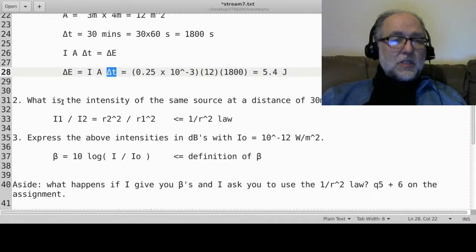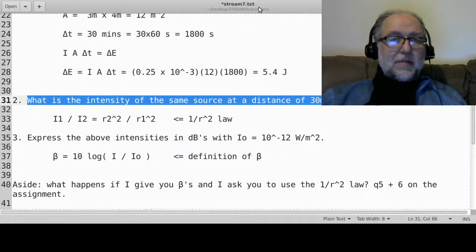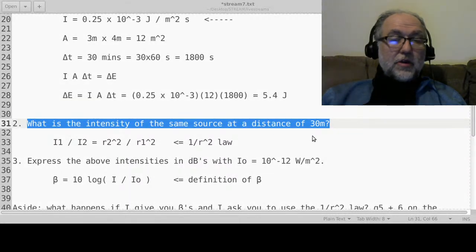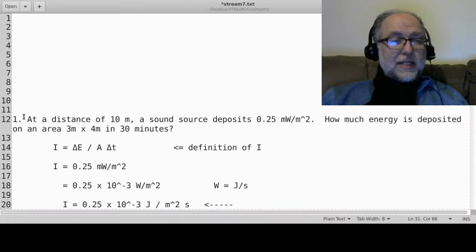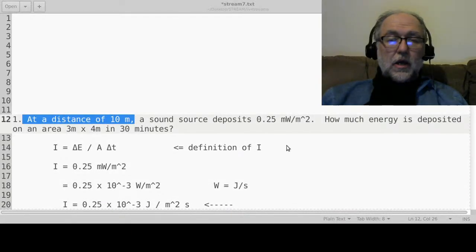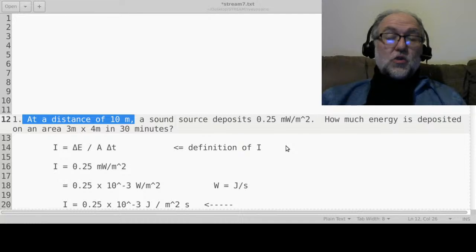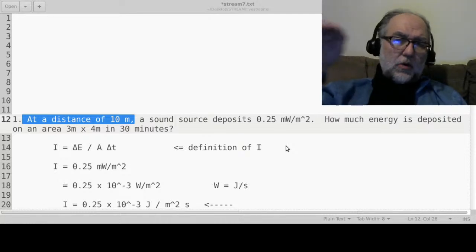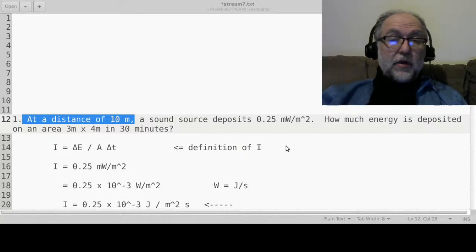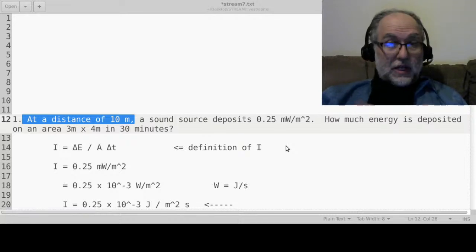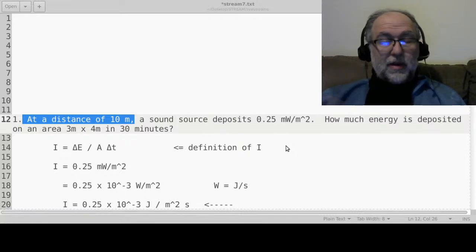Now, in this one, I say, what is the intensity of the same source at 30 meters? In the previous one, remember I said you don't really need the 10 meters at this point. So watch out for that on my assignments or tests, because I've got questions that concatenate one after another. I might give you information in one that you say, well, I didn't really need that. That's right, you don't need it in that question, but you might need it in a later question.